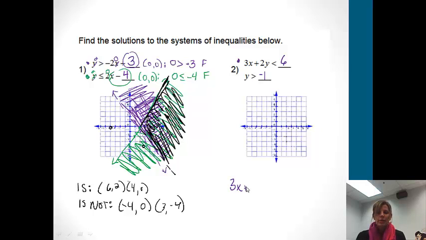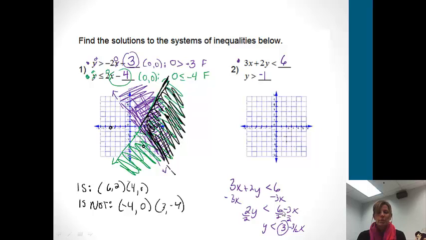So I'm going to come down here, do a little side trip. I'm going to subtract 3x, and I'm going to get 2y is less than 6 minus 3x. And then I remember I have to divide everything by 2. So I'm going to get y is less than 3 minus 3 halves x. Okay, I'm ready to graph it.